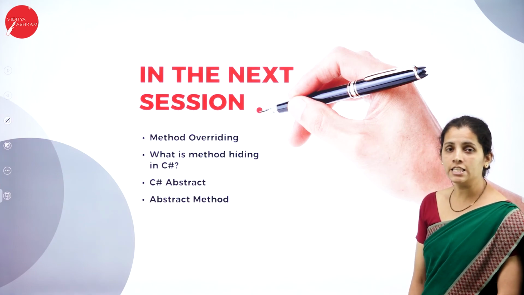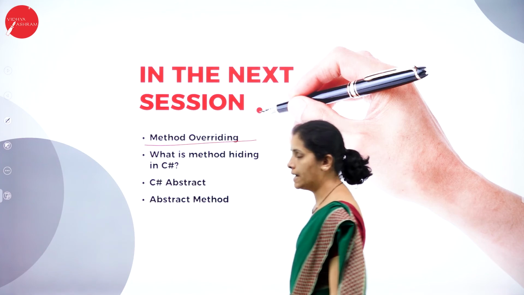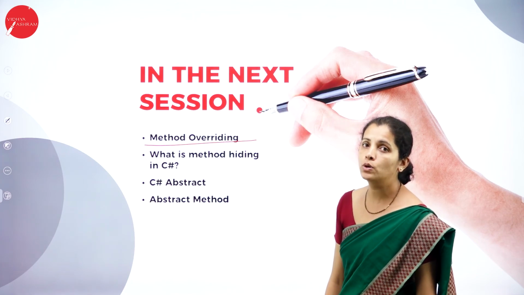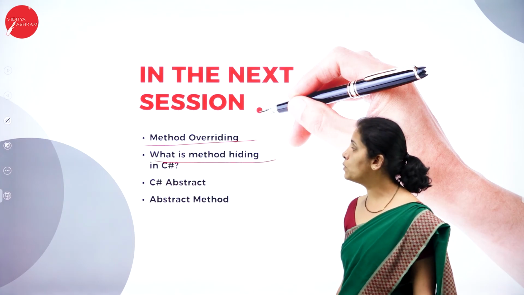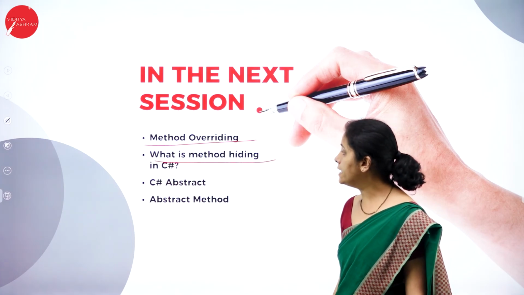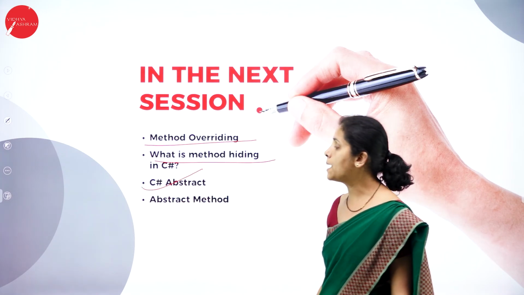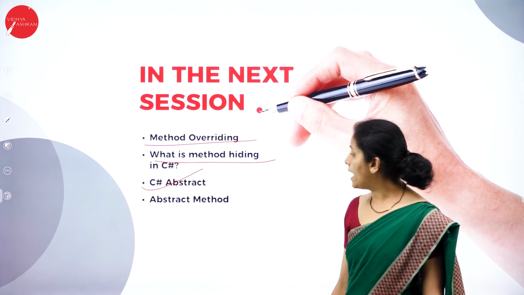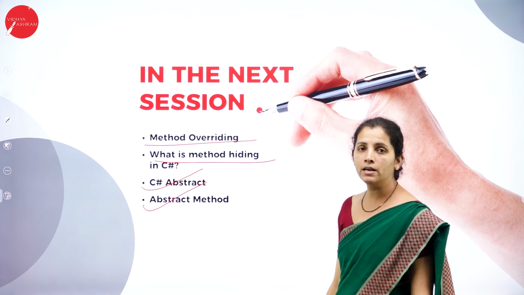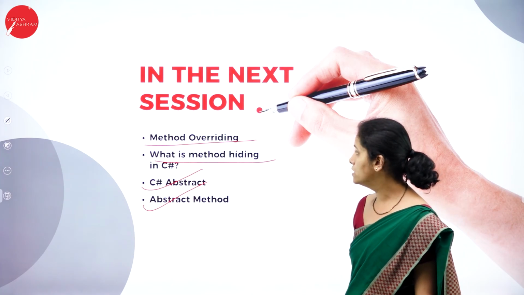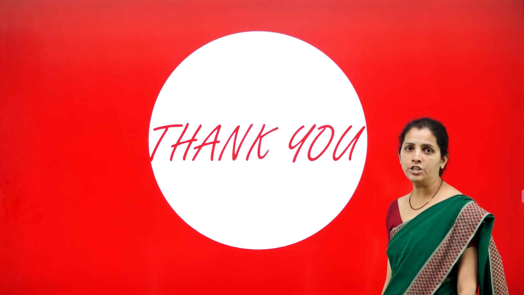Now in my next session, I'm going to deal with method overriding. That means how I can override the method. Along with that, I'm going to define what is method hiding. Along with that, I'm going to discuss what is the abstract keyword and how I'm going to create abstract data members as well as methods. So these are the topics I'm going to discuss in my next session.